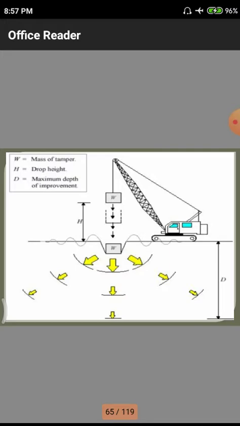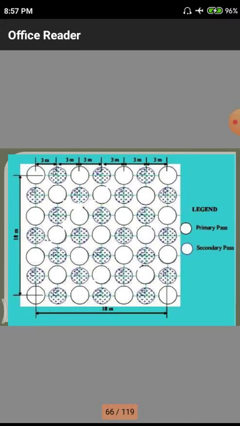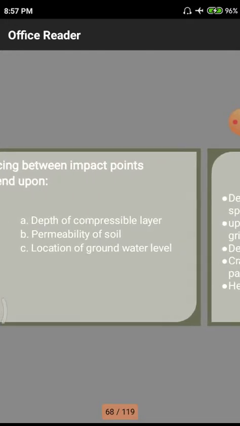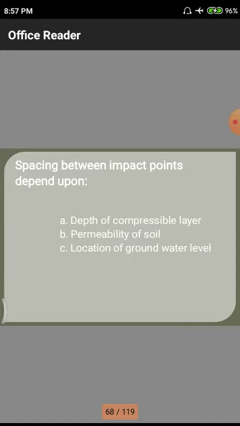If the depth is very low, that means we need to work with a huge amount of gaps. If the depth is very high, that means we have to use regular intervals with less span of breaking times. Next one is the permeability of the soil. If the permeability is high, we need a high number of blowings. If the permeability is low, we need a smaller number of blowings.